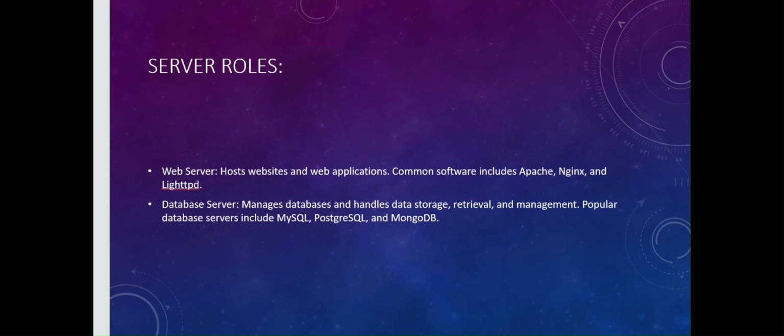Another example of key differences is server roles, such as that of web servers and database servers. Web servers host websites and web applications. Common software includes Apache, Nginx, and Lighttpd. Database servers handle data storage, retrieval, and management. Popular database servers include MySQL, standard query language, PostgreSQL, and MongoDB.